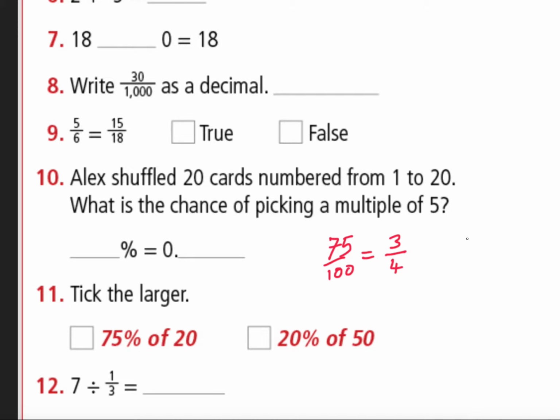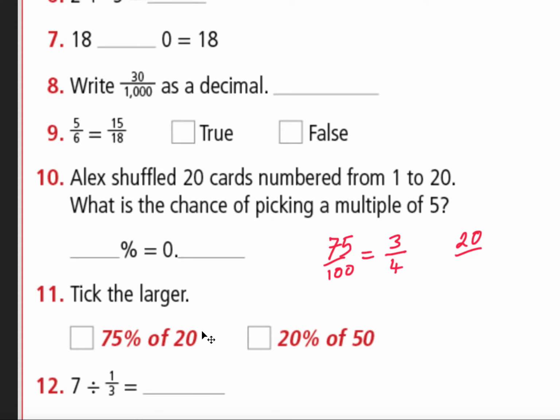20% of 50, well that's 20 out of 100. And we can simplify that to 1/5. 20 goes into the top once and 20 goes into the bottom 5 times. So that's 1/5. So 20% of 50, we divide by the bottom and multiply by the top. And that'll give us a number for this one here. And then we just have to choose which of those numbers is the biggest.